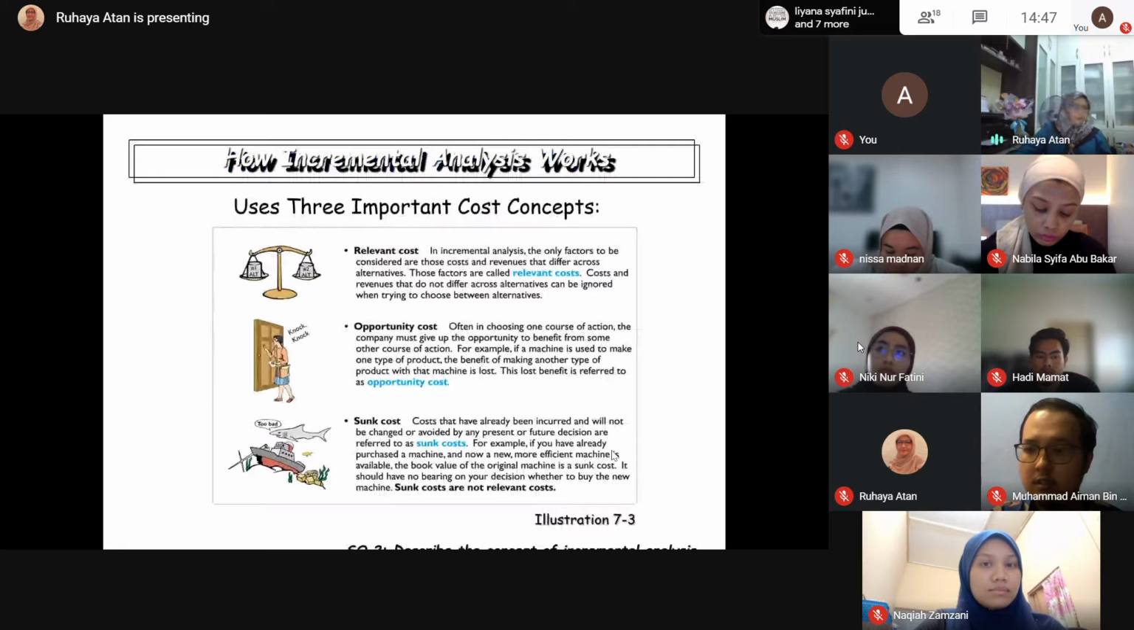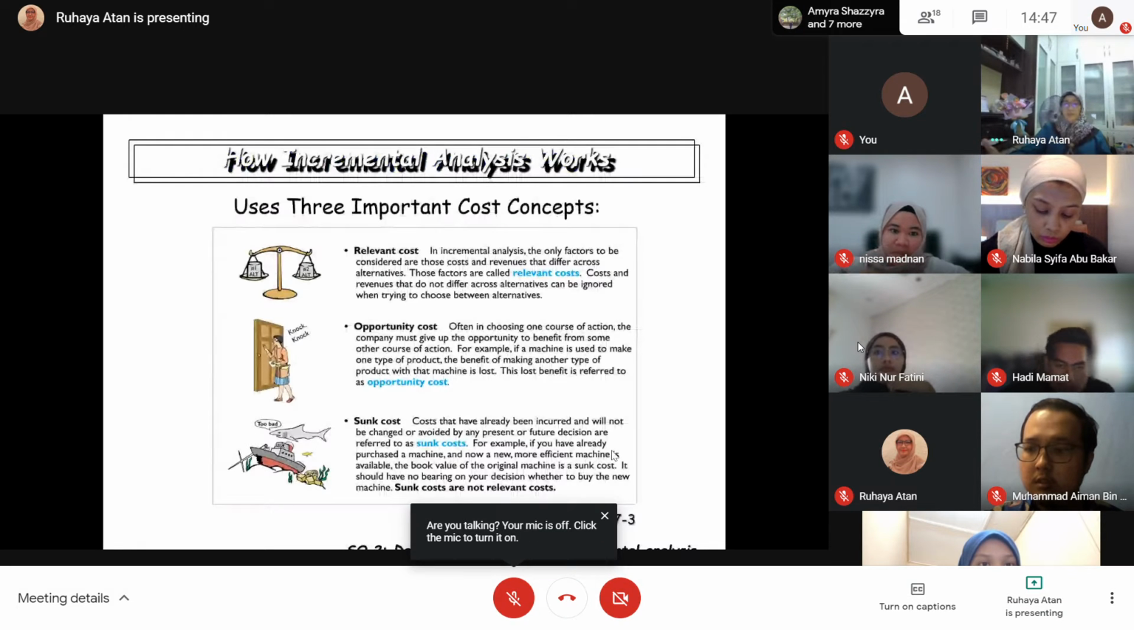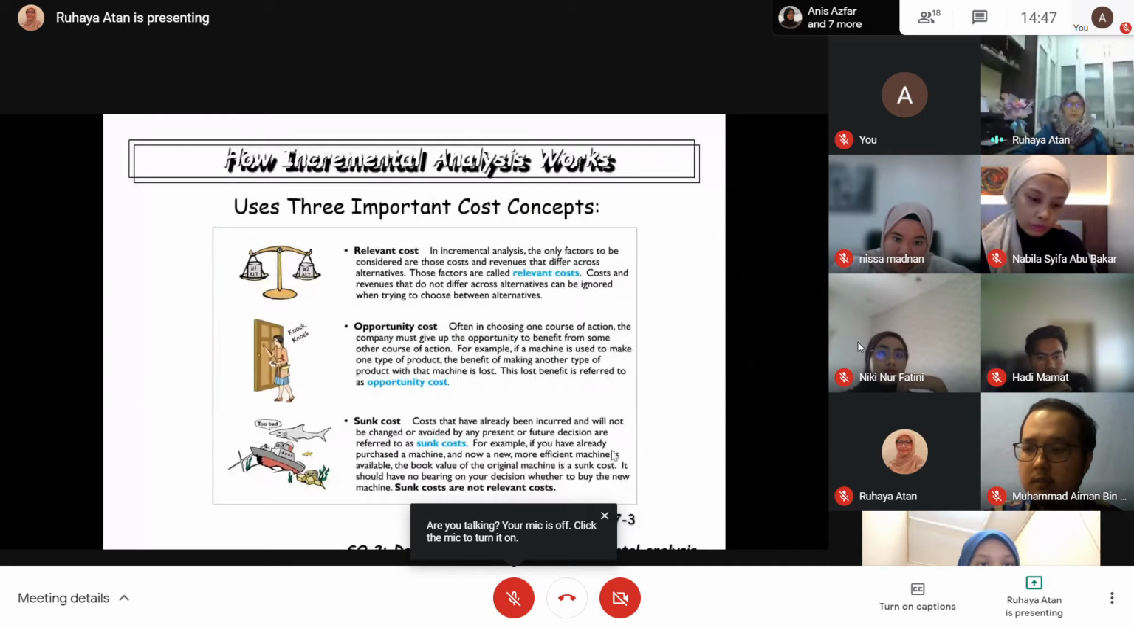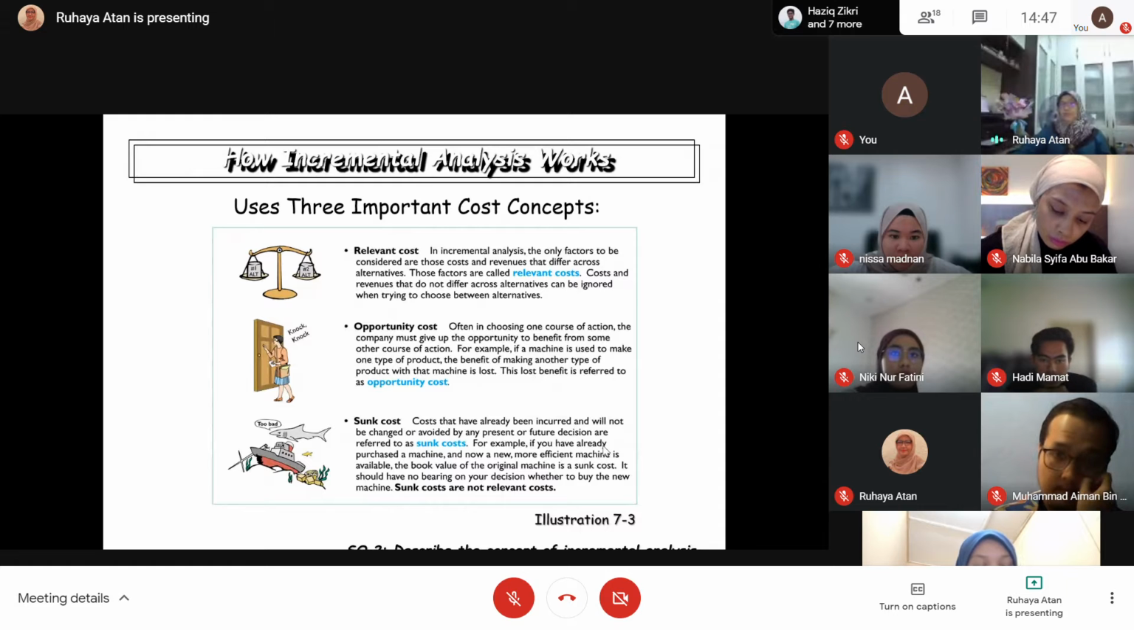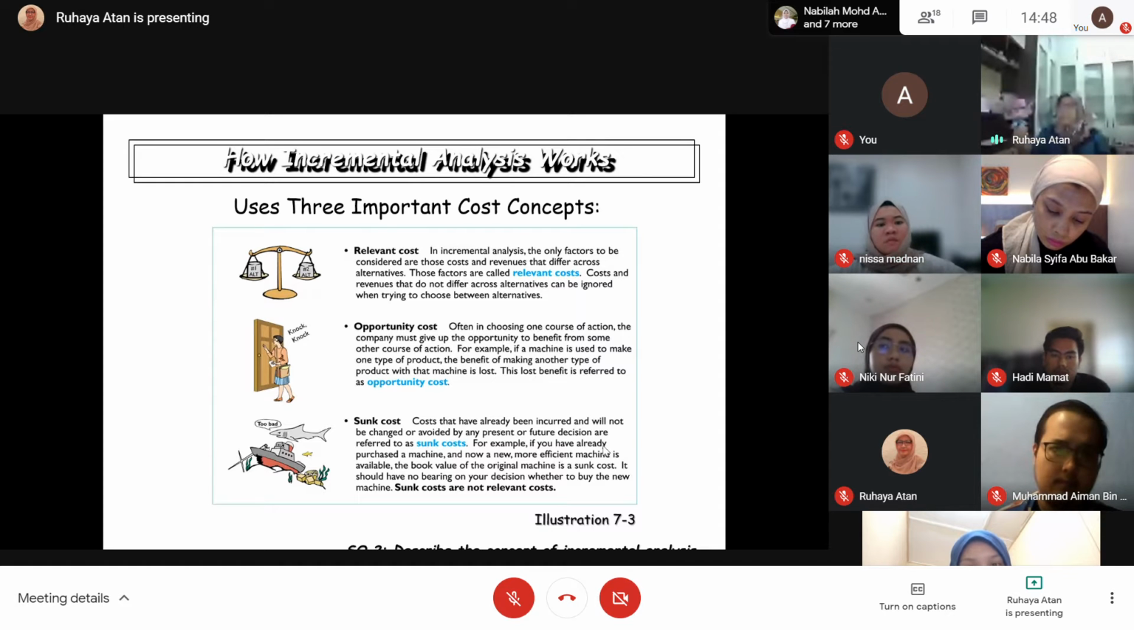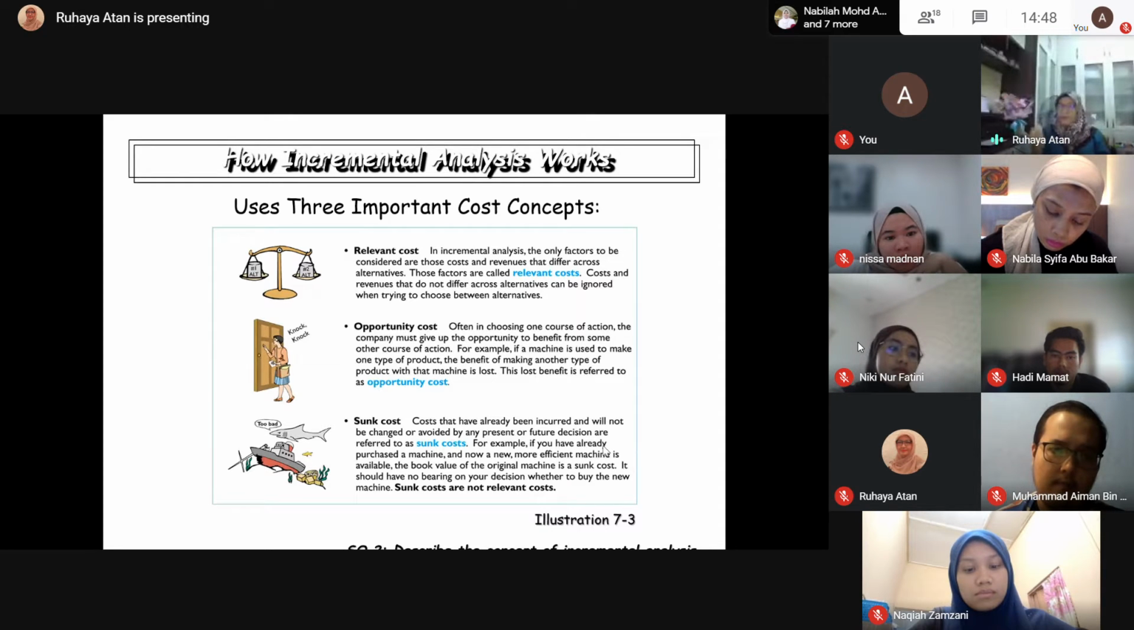The first one is relevant cost. The word says it itself. What does it mean? It means any cost that is relevant to a decision. If you want to make a decision, you have to think, is this relevant or not? Do you need this cost? Will this cost affect your decision? If yes, it is a relevant cost.